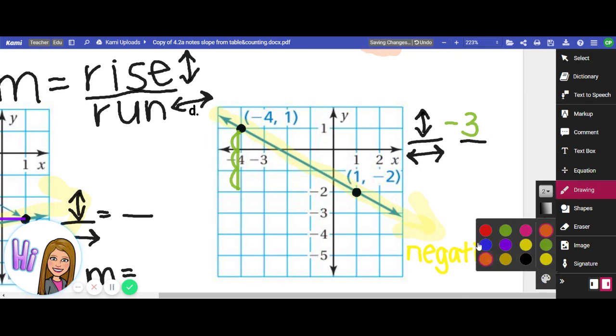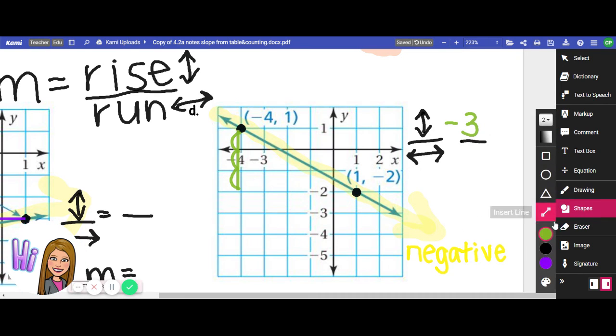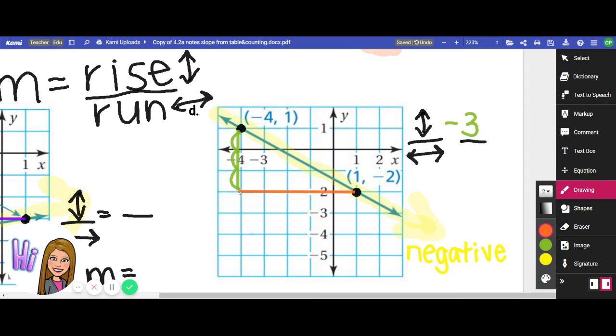And then our run is going to go from here all the way over here. So now we're going to count those. 1, 2, 3, 4, 5. So our slope is negative, just like we predicted, -3/5.